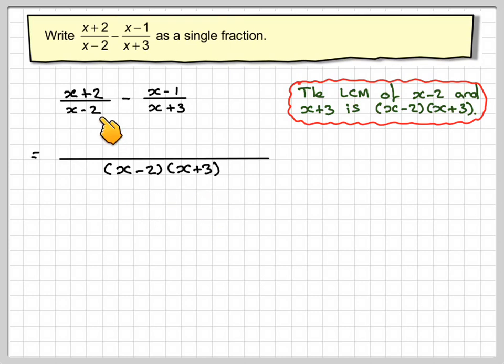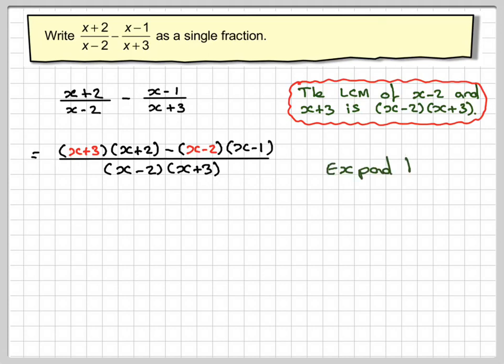So I've multiplied this by x + 3, therefore I must multiply the x + 2 by x + 3, and then I've multiplied the x + 3 by x - 2 to get the denominator, and therefore I'm going to do (x - 2) times (x - 1).